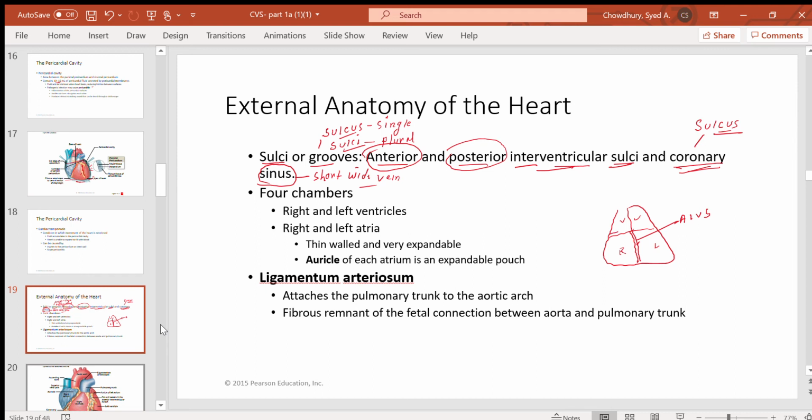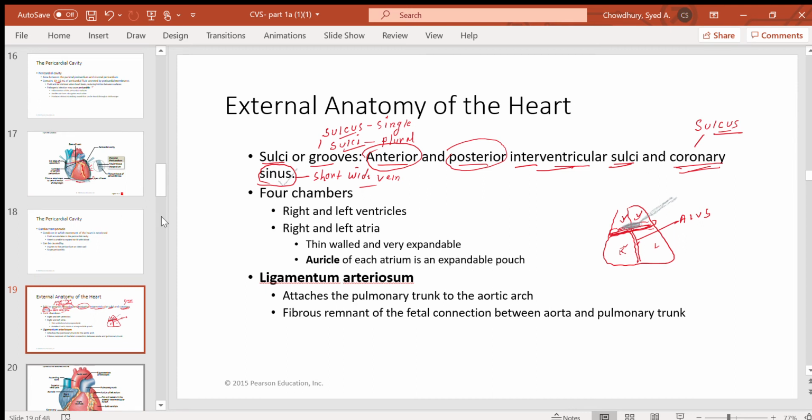Now, where is the coronary sulcus? Between two atria and two ventricles, this way. The direction is this way. Okay, transverse, and it goes all the way around, so you clearly see in the back too. And in the back part, you remember I said there is a short wide vein in the coronary sulcus, not everywhere, only in the back part. Like if you see the back, you'll see a short vein, the coronary sinus. Sinus is the vein.